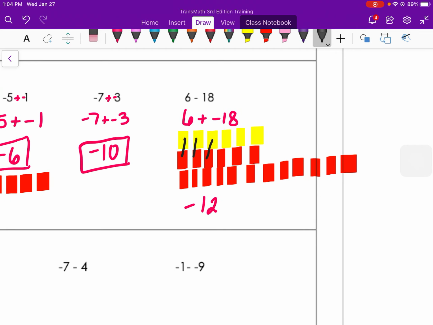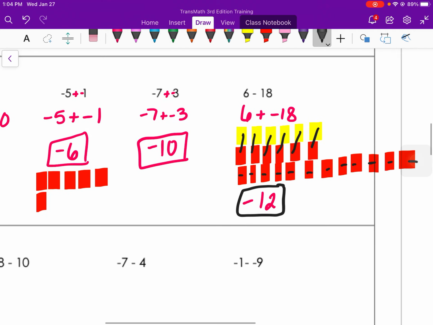These match up to make 0. These are all pairs. So a negative and a positive make 0. And then there are 12 left over. So 18 take away 6 is 12, and the answer is negative 12.